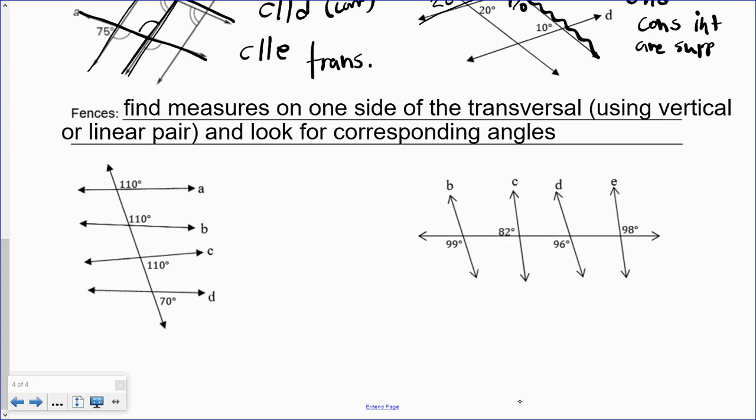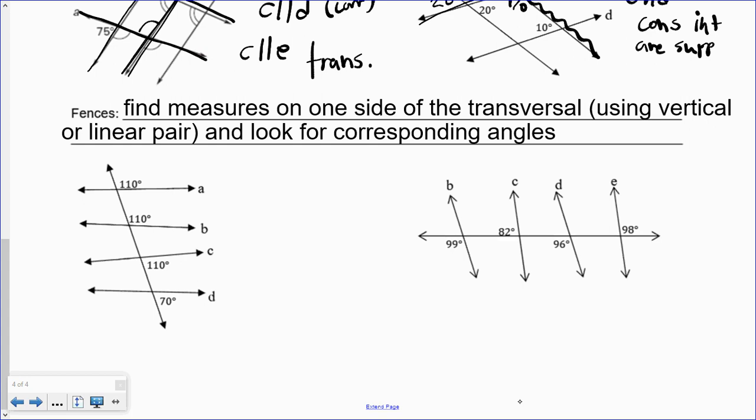All right. So what we're going to do for these two pictures is you guys are going to pick your favorite side of the transversal, the left side or the right side or the bottom or the top, depending on whether it's vertical or horizontal. So if we look at the example on the left, what do you think is your favorite side of the transversal, the left or the right? The right side. That's where all the angles are.